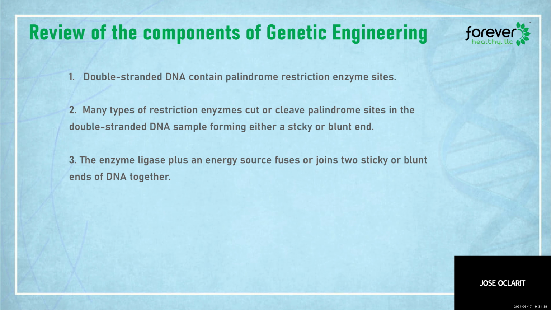So let us now review the components of genetic engineering. First of all, you need a double-stranded DNA containing palindromic restriction sites. You cannot cut a DNA until you know the palindromic site. Many types of restriction enzymes cut or cleave the palindromic site in the double-stranded DNA sample, forming either sticky or blunt-ended cuts.